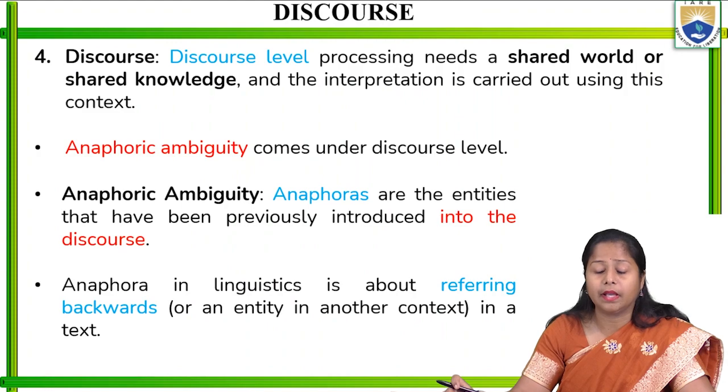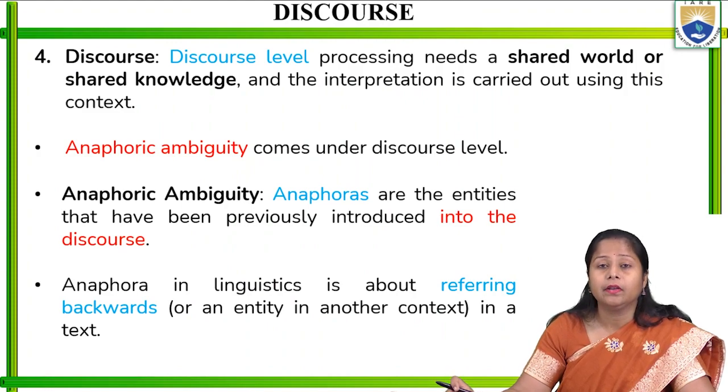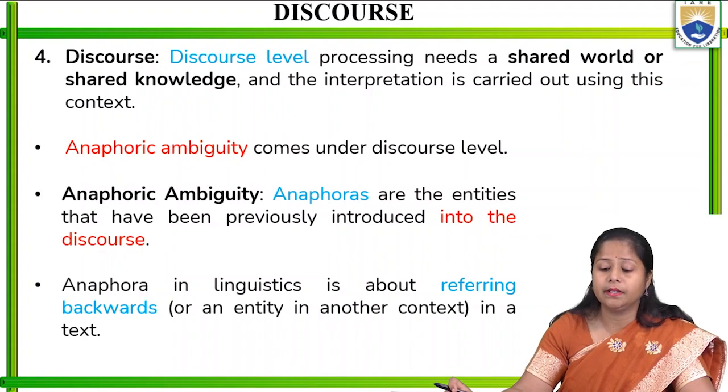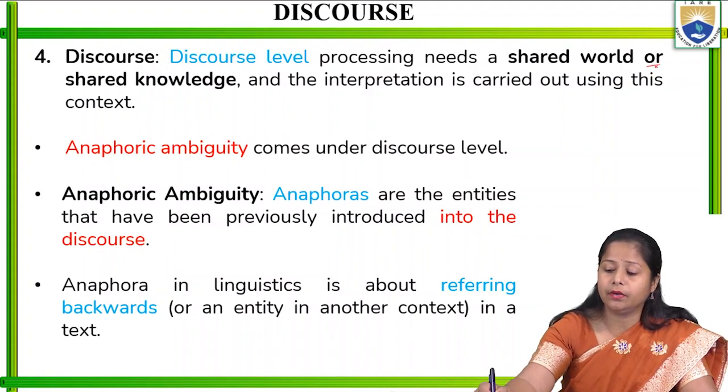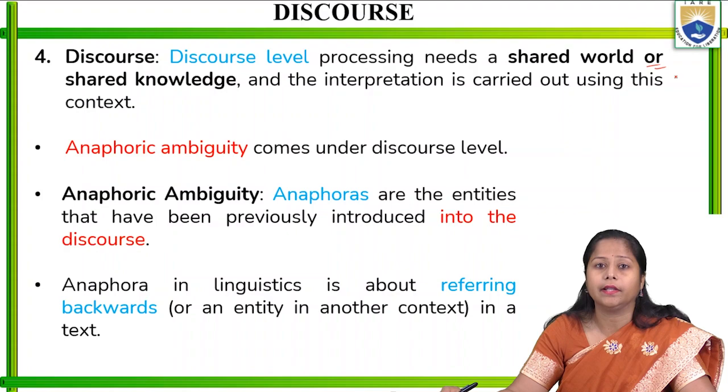The next type of ambiguity is discourse ambiguity. Discourse level processing needs a shared world, or we can say shared knowledge.